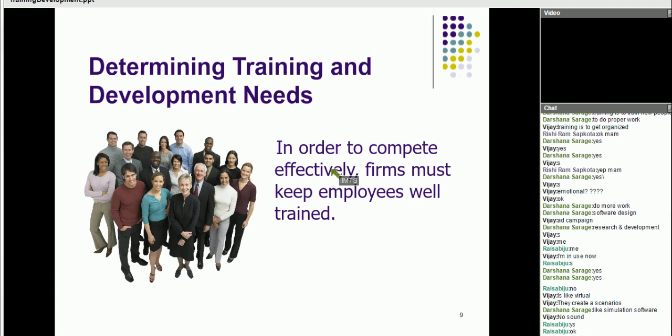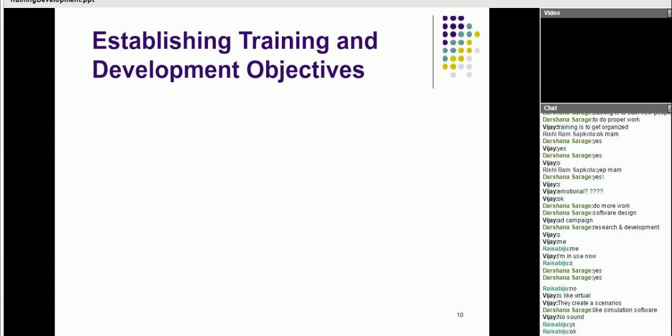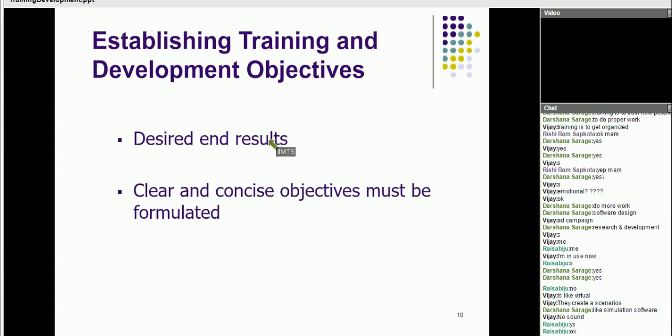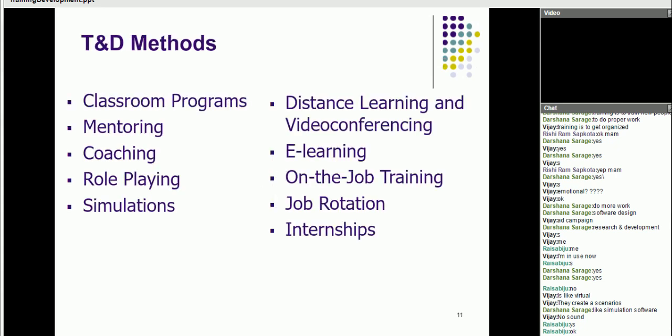So, what is the importance of training and development? The first is, in order to compete effectively, firms must keep employees well trained. That is important. If your employees are not trained as per the latest technology, they might just not give the perfect results. The result of training and development is that the end results are very desirable. Clear and concise objectives must be formulated for that. These are the different types of training which are mentioned here. We have discussed them.